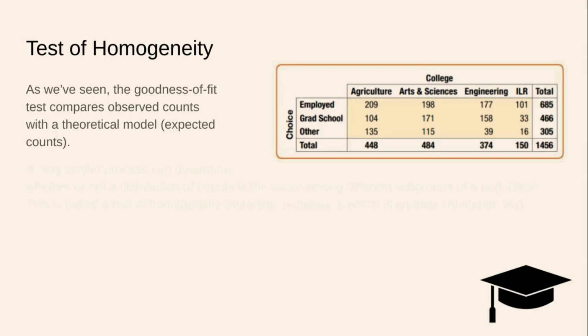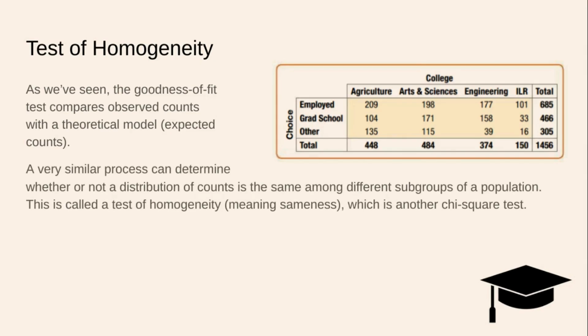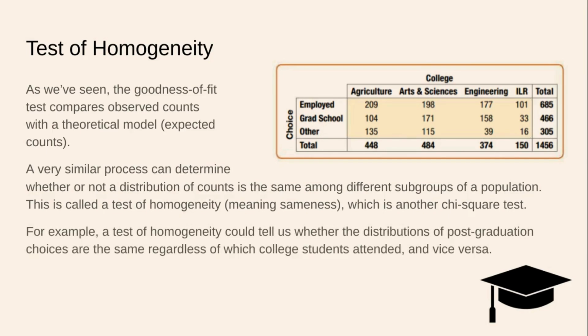Moving on with that way of thinking, a very similar process can determine whether or not a distribution of counts is the same among different subgroups of the population. This is called a test for homogeneity, and that just means sameness, which is another chi-square test. So what would be an example of that? For example, a test of homogeneity could tell us whether the distributions of post-grad choices are the same regardless of which college students attend and vice versa.